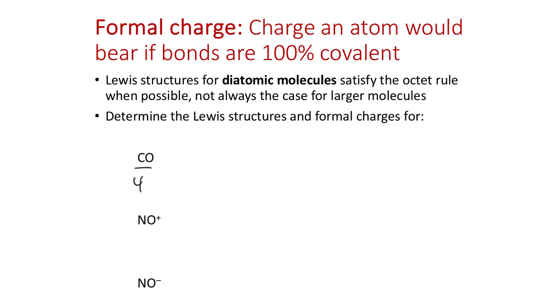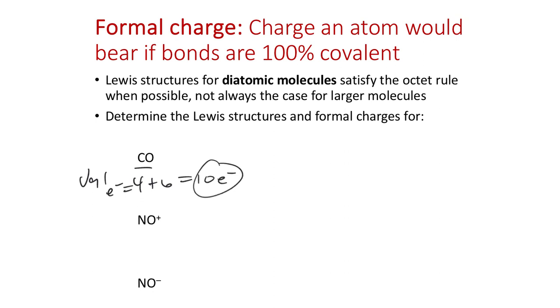So when I look at CO, I have 4 plus 6 electrons, 4 for carbon plus 6 for oxygen. One thing that we're going to probably get in the habit of is, for a Lewis structure, we're going to want to track the valence electron count so that we can know how many electrons we have to distribute around the molecule.